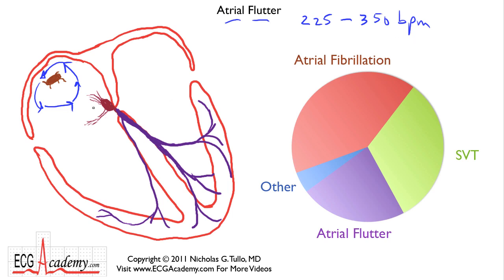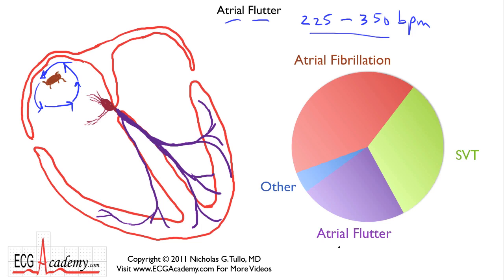Now, there are different kinds of atrial flutter, which we'll talk about in the advanced course, and the differences have to do with where this atrial flutter is coming from. If it's coming from the right side of the heart or the left side of the heart, it'll give you a different appearance on the electrocardiogram. But for the sake of this basic course, I want you to understand that anytime you see atrial rates in this range, we're talking about atrial flutter.